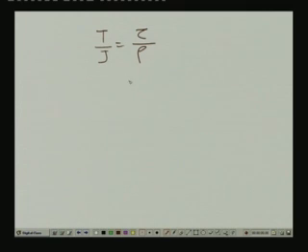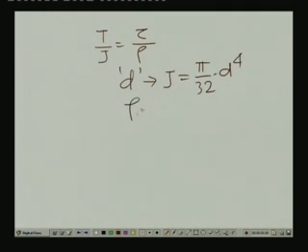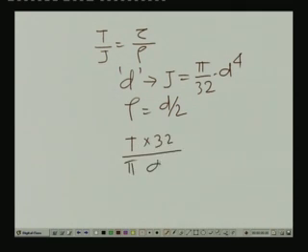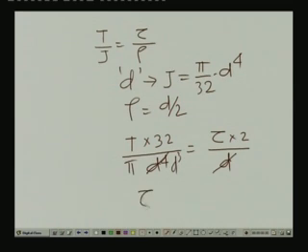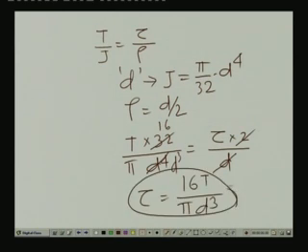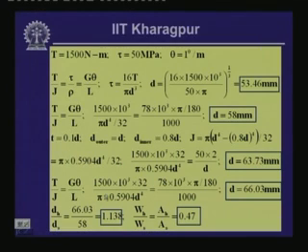Now, for a solid shaft of diameter D, J is equal to pi by 32 times D to the power 4 and rho is equal to D by 2. So, T by pi D to the power 4 by 32 is equal to tau by D by 2. So, this D cancels, leaving D cube. So, tau is equal to 16 T by pi D cube. This is the value of tau that we have looked into here.